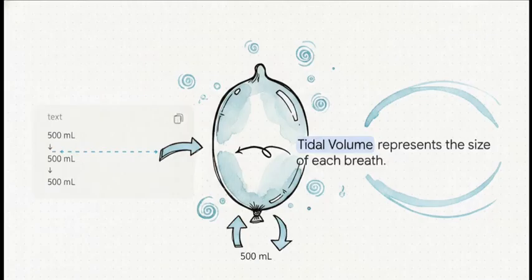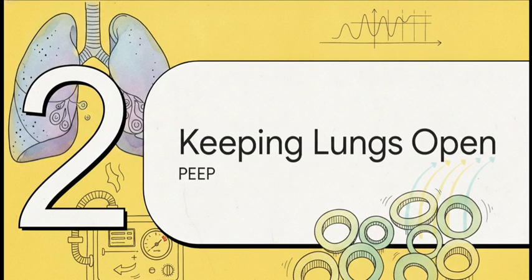Next is tidal volume, or VT. If FiO2 is what we're giving, tidal volume is how much. Think back to our metaphorical balloon. This is the specific volume of air we push into it with every single cycle. For instance, exactly 500 milliliters in, 500 milliliters out. That right there is your tidal volume. Moving on to Section 2, keeping lungs open with PEEP.